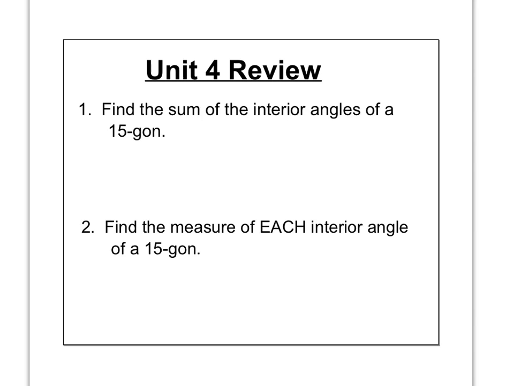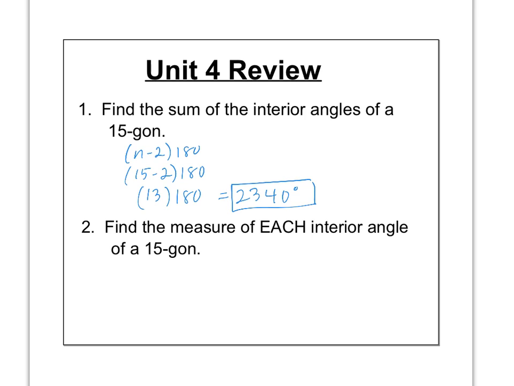Find the sum of the interior angles of a 15 gon. So remember, the formula for this is (n minus 2) times 180. So in this case, we're going to do 15 minus 2. n stands for the number of sides, and 15 minus 2 is 13. And then you type that in your calculator, and that is 2,340 degrees. So that's what all the angles inside of a 15 gon add up to.